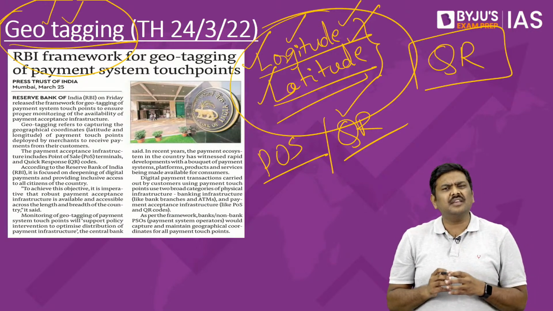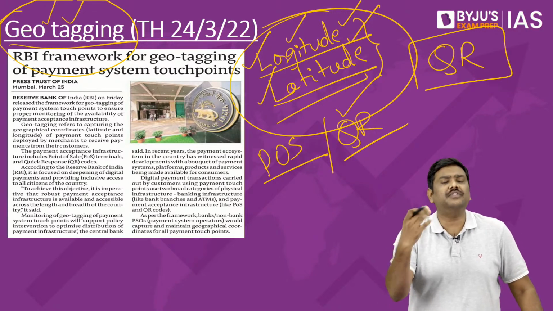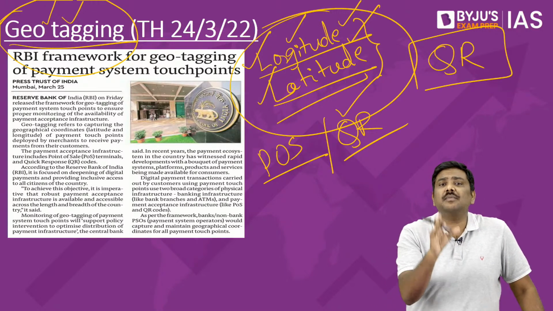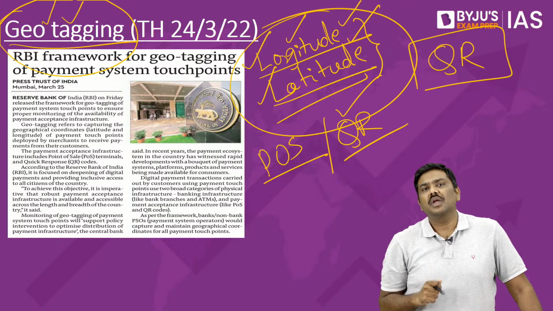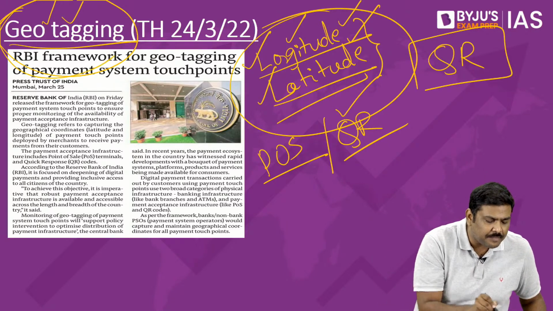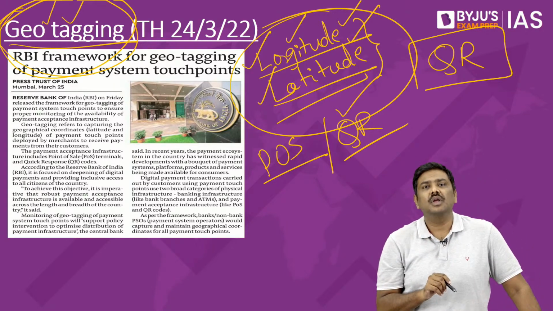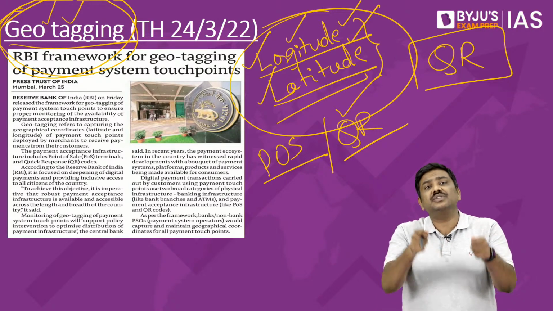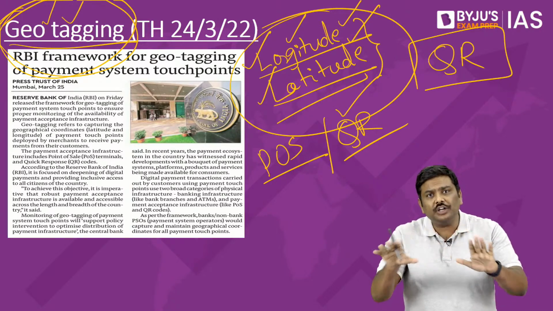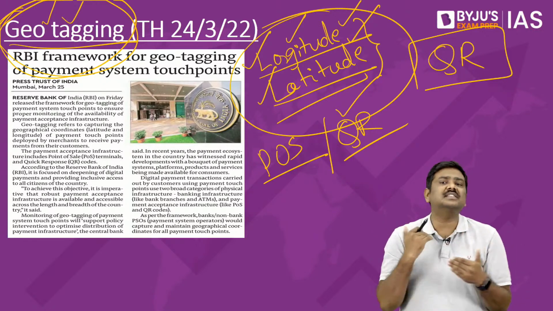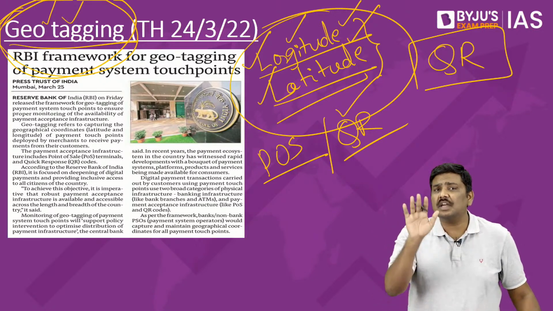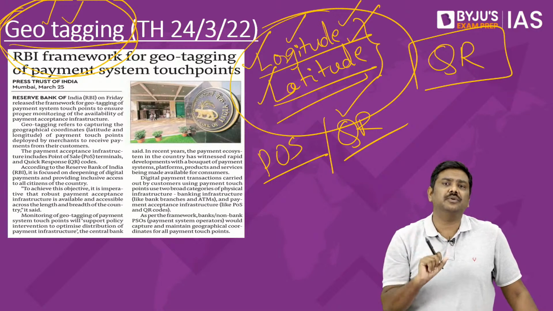Now you might be thinking, sir, why is RBI mandating all of this? These are some of the very important points. RBI is basically calling this a geo-tagging process. And now RBI has introduced a framework for getting the geo-tagging data from all these service providers for achieving some very important objectives.